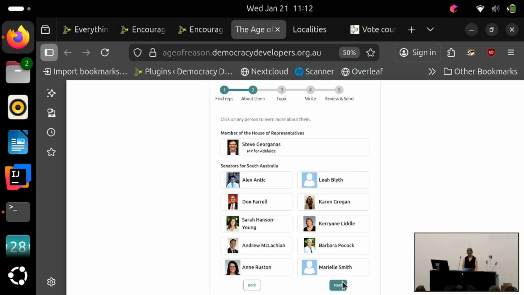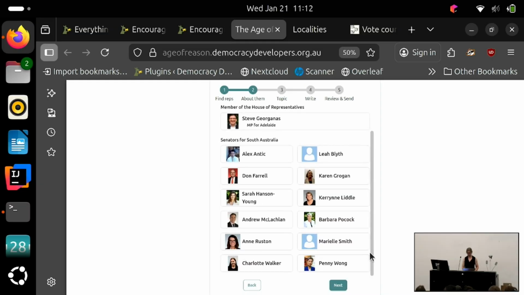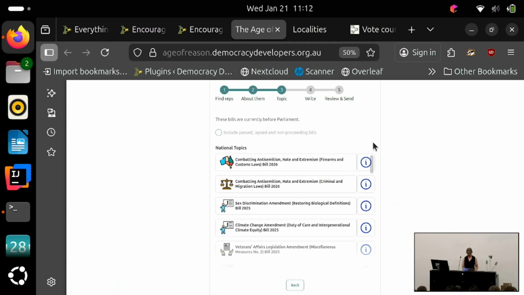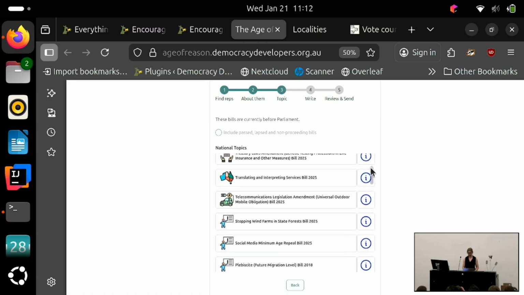So it finds out who your representatives are. Hopefully they're correct. We've got 12 senators for South Australia and the MP for Adelaide. And you can click on them and find out about them if you like. And then it gives you the list of all the bills that are currently before the Parliament of Australia, which unfortunately is quite a lot of them.